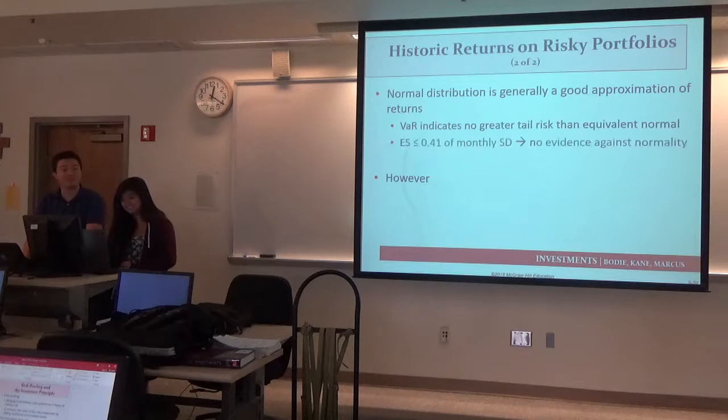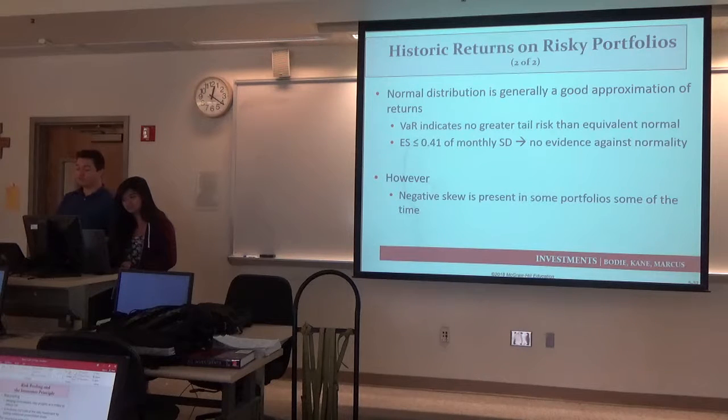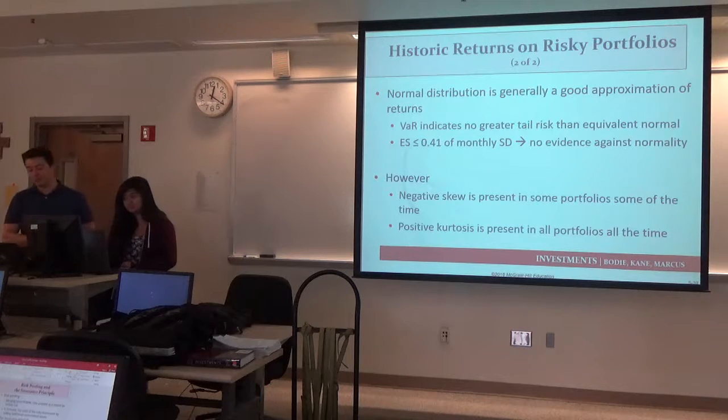Historic returns on risky portfolios. The normal distribution is generally a good approximation of returns. So VaR indicates no greater tail risk than the equivalent normal. And an example. However, negative skew is present in some portfolios some of the time. Positive kurtosis is present in all portfolios all the time.